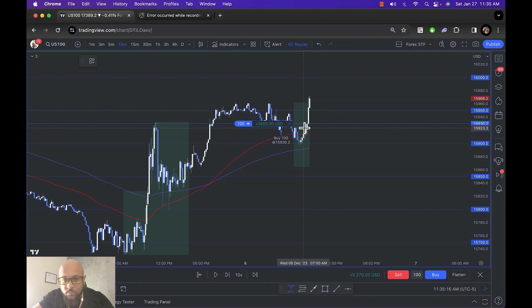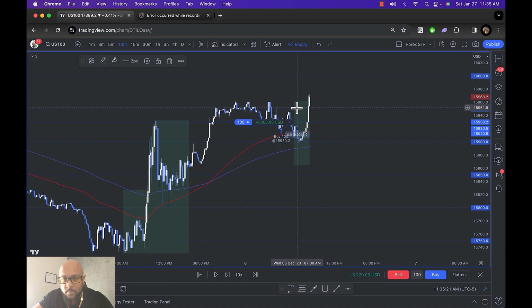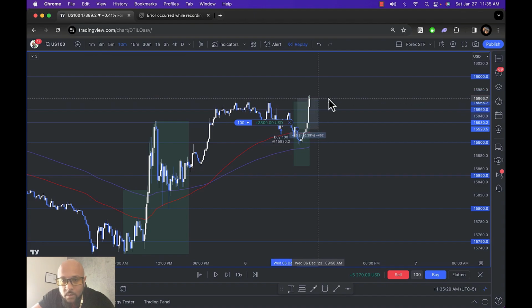Our entry would have been right here. And our current price, that is 48 points. So that's TP1 right around there. I'll go ahead and I'll close the trade. Let's keep it moving.